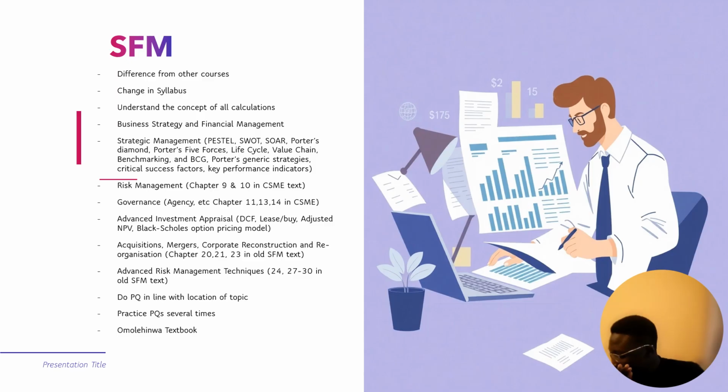If for some reason you don't find it in any of the ICAN texts, then maybe you find it in something like ACCA material, but that will be for extreme cases. Mostly, what they do is move things from somewhere to somewhere. So if you are preparing for strategic management, which is the second item in the new SFM syllabus, I expect you to revise your PESTEL, your SWOT, SOAR, your Porter's diamond, value chain, etc.